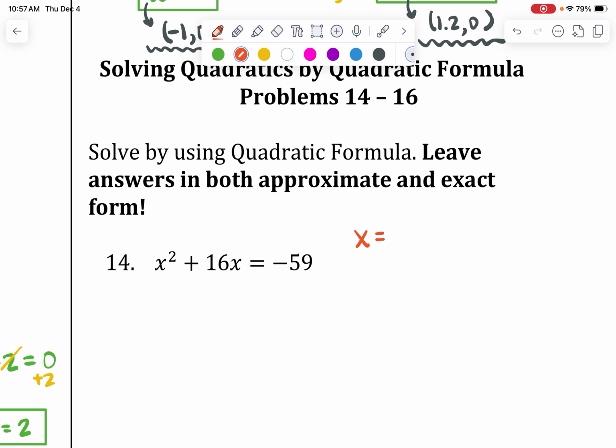So here we go. X equals negative b plus or minus square root, big long square root, of b squared minus 4ac all over 2a. All right, there's our quadratic formula.